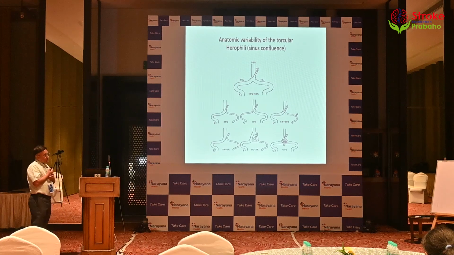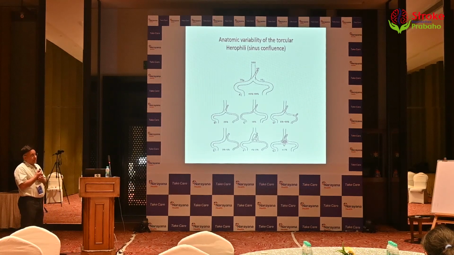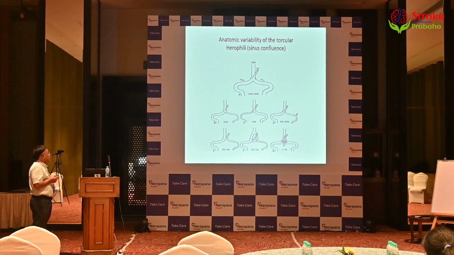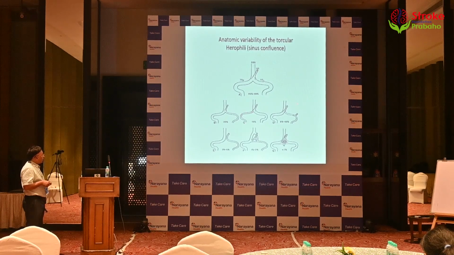At the same time, if we are planning for venous sinus stenting, we must understand the various anomalies at the torcular herophili. In around 50% of cases, the transverse sinuses, right and left, are both dominant. In 25% of cases, only the right transverse sinus is dominant, and the left is non-dominant. In 10% of cases, the left can be dominant and the right non-dominant.